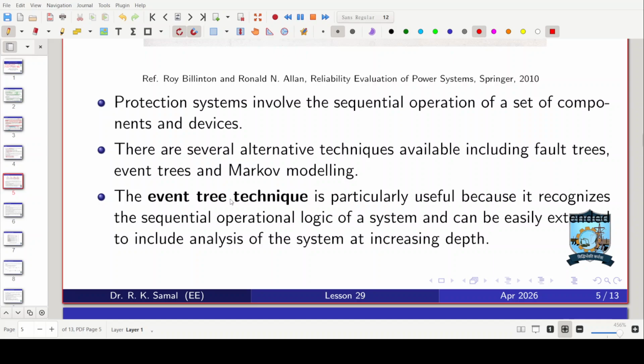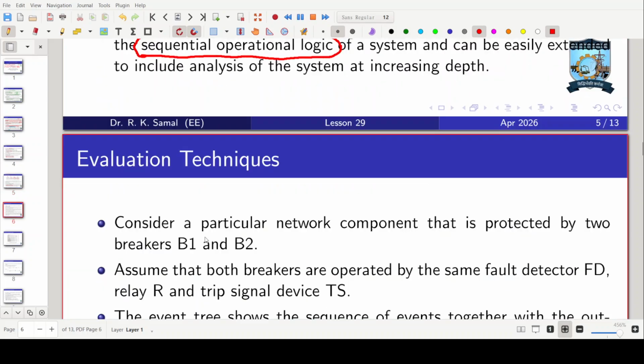We have seen the event tree technique is useful because it recognizes the sequential operational logic of a system and can be easily extended to include analysis of the system at increasing depth.